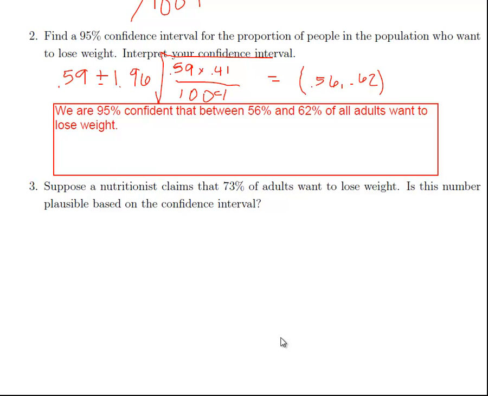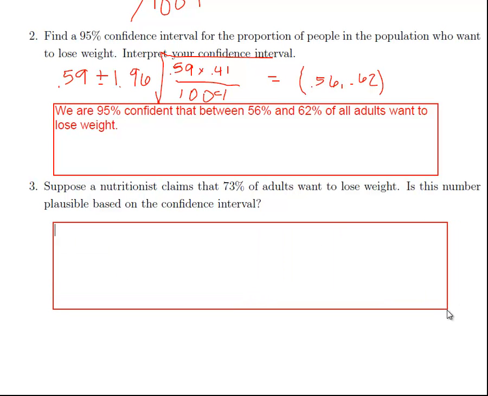And then the last question for the chapter, suppose a nutritionist claims that 73% of adults want to lose weight. Is his number plausible based on the confidence interval? So based on the confidence interval, we said it's between 56% and 62%. And so based on the confidence interval, it's not. 73% would be too high for the percent of adults who want to lose weight.